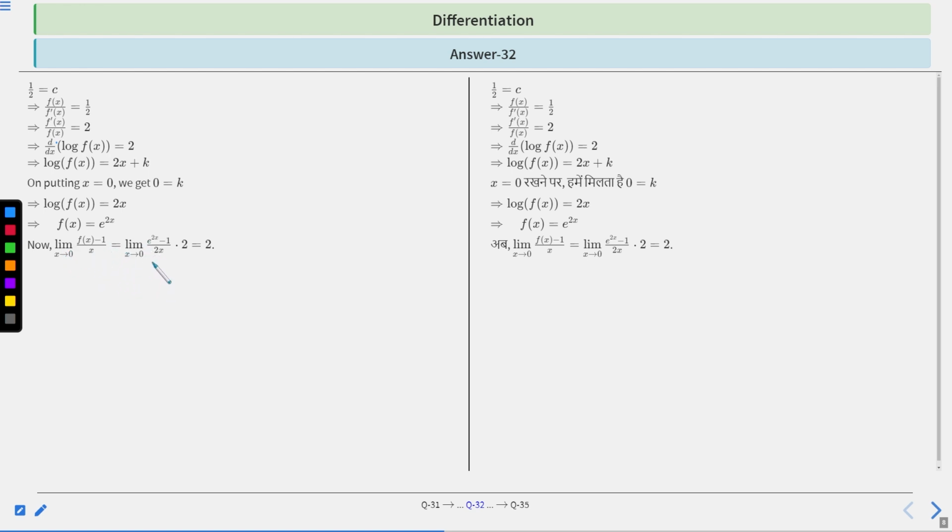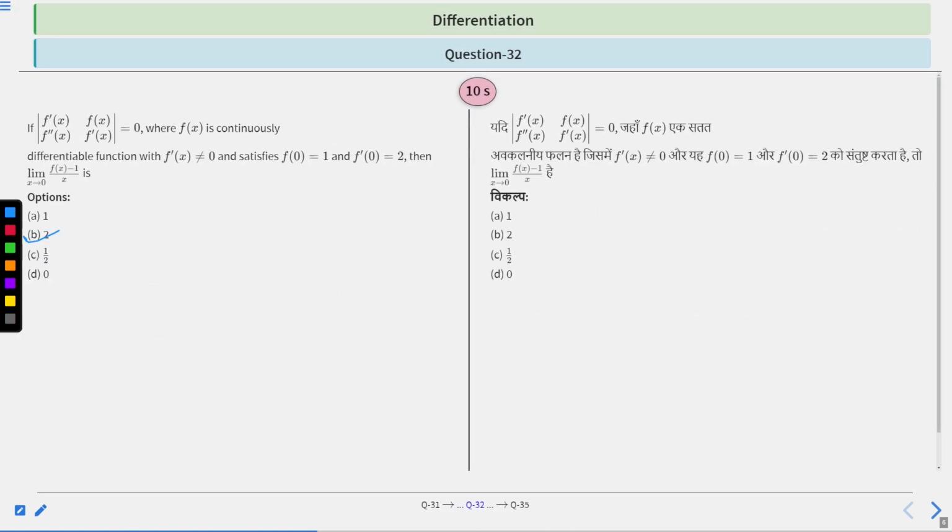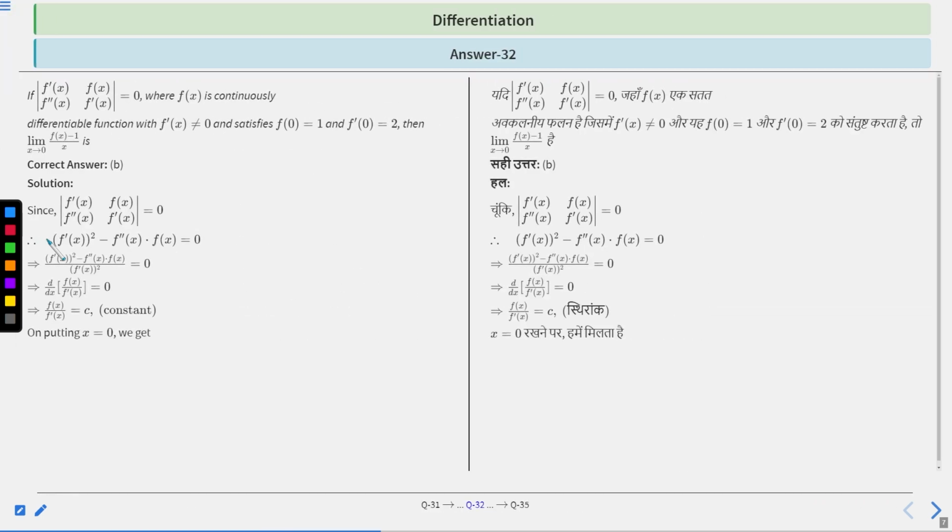Now we have to calculate the limit as x tends to 0 of (f(x) minus 1) upon x, which is equal to the limit as x tends to 0 of (e to the power 2x minus 1) upon x. So we can multiply and divide by 2, so the limit as x tends to 0 of (e to the power 2x minus 1) upon 2x, into 2, will be equal to 2. Clear? Answer is 2. So I think option B is the right choice. Okay, so let's move to the next question.